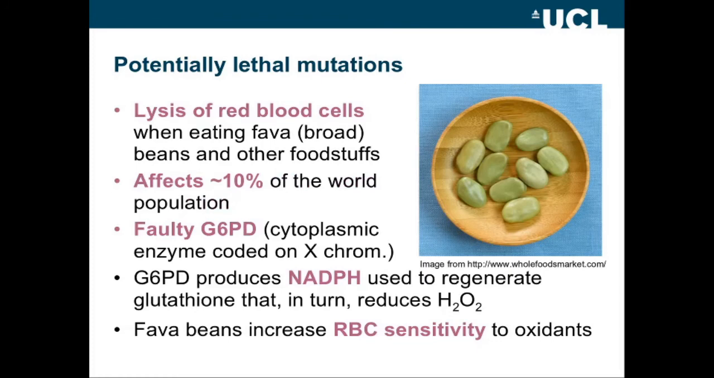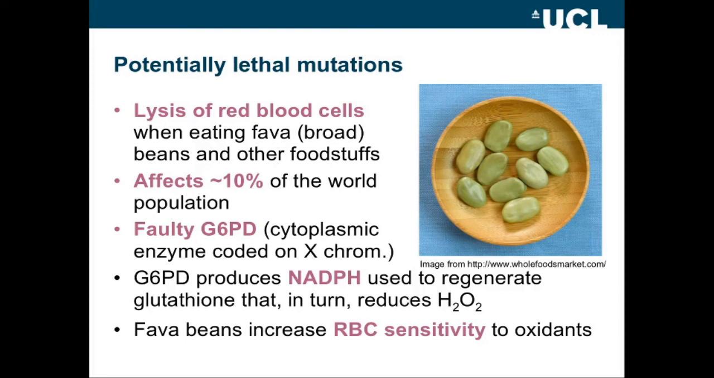So what happens here is that people suffering from this condition, when eating fava beans, or broad beans as we call them in the UK, and certain other foodstuffs, can end up with lysis of their red blood cells. And this condition actually affects up to 10% of the world population. It's caused by a faulty G6PD, which is a cytoplasmic enzyme coded on the X chromosome.